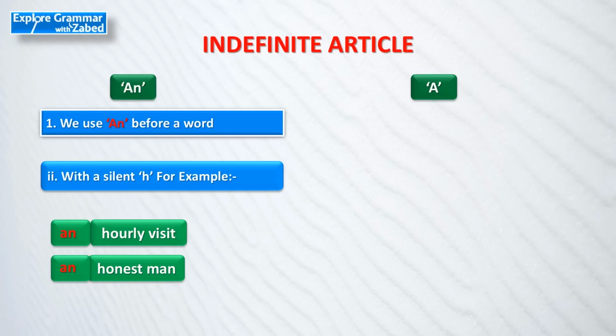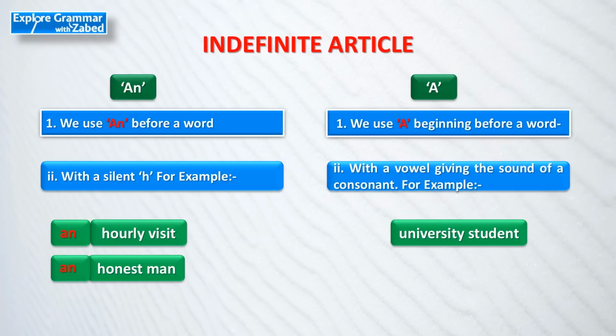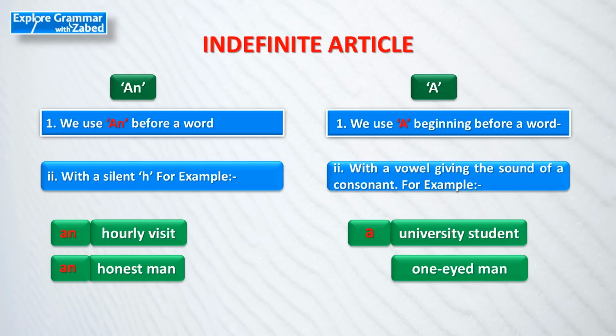On the other hand, we use a before a word with a vowel giving the sound of a consonant. For example, university student. Here the first letter of university is U and it is a vowel, right? But we don't say un-iversity. Instead, we say yuniversity. So the first sound is the y sound, which is a consonant sound. For this reason, we say a university. Similarly, one-eyed man. Here, the first letter of the word is an example of vowel, but it does not give a vowel sound. Rather, it gives a consonant sound wa. So, we use article a before one-eyed man.